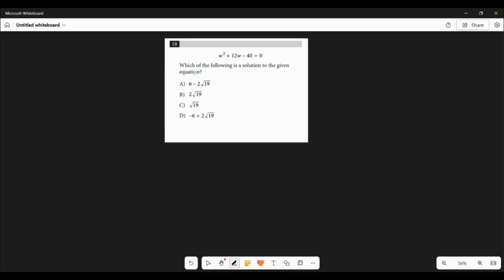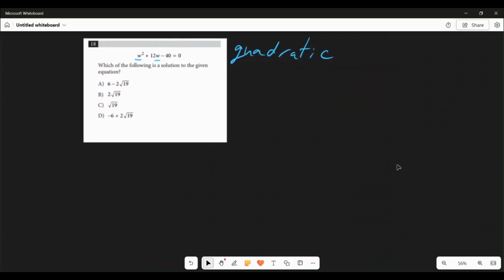Well, the first thing you should notice is we have a w squared term and then a w term. So what type of equation is this? This would be a quadratic equation, right? And you can always tell it's a quadratic equation whenever the first term that has a variable has a squared in it, and then it's followed by a second term with the variable that does not have a squared. So that's one thing we had to figure out first here.